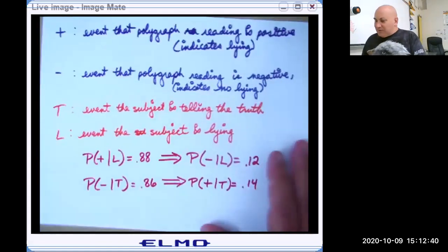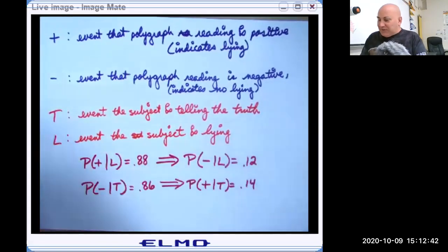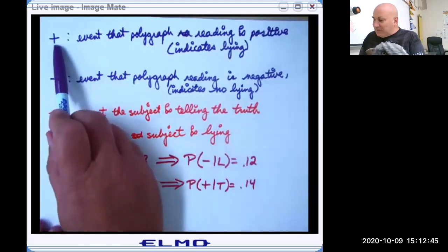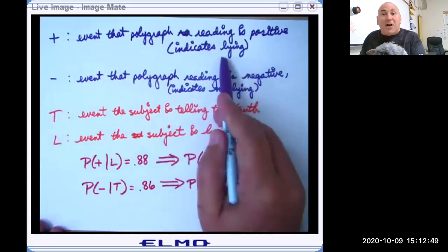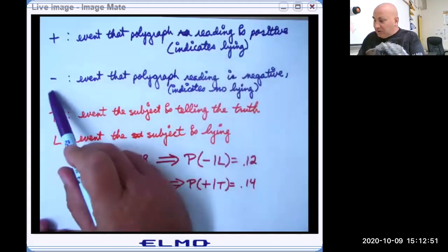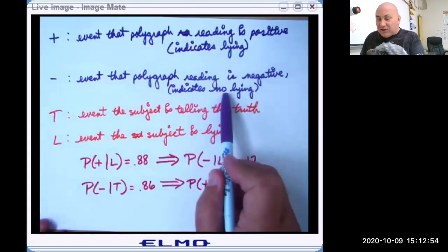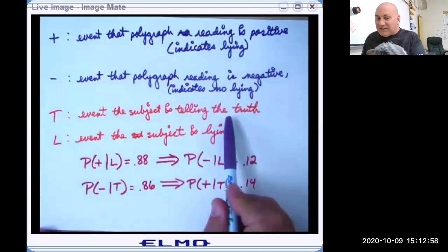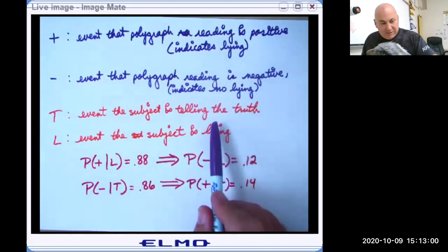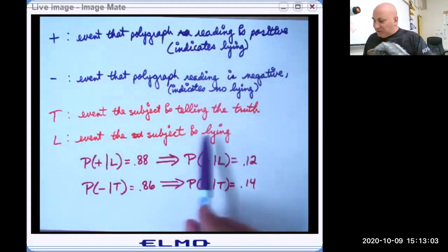The second document, also about using Bayes' rule, was about polygraph tests. I'm using these symbols because they make sense to me. Plus means that the polygraph is registering positive, you're lying. Minus means the polygraph is indicating that you're not lying. T is the event that you're telling the truth, and L is the event that you're lying.